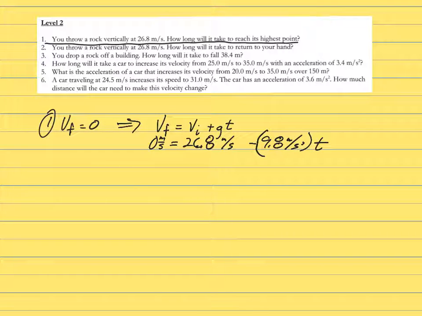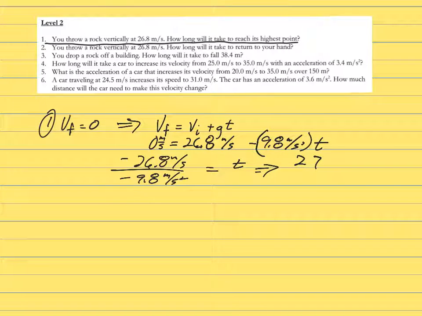Aren't I solving this for time? So you have to subtract 26.8 meters per second from both sides, and then divide by 9.8 meters per second squared, and that will equal t. And if you throw that in your calculator, you should get 2.7 seconds.